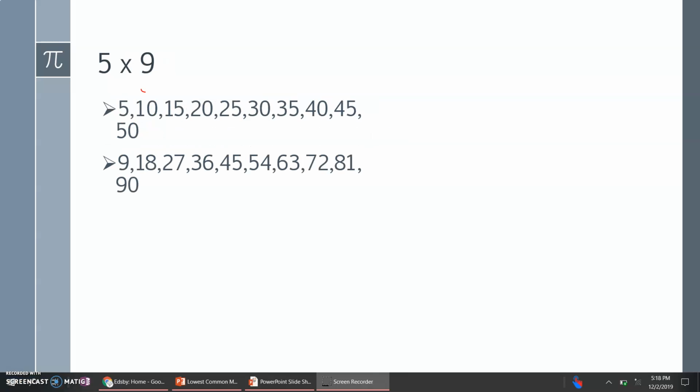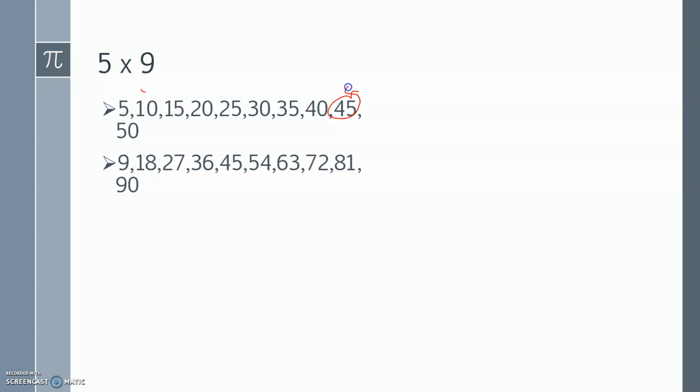5 and 9. For this one, you look through all the numbers because it's not the first two. So for this one, the two numbers are 45 and another 45. Okay, so for this one, you have to look through all of them. It's not just the first one.